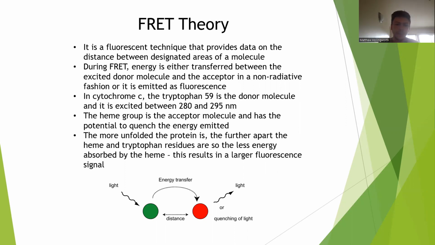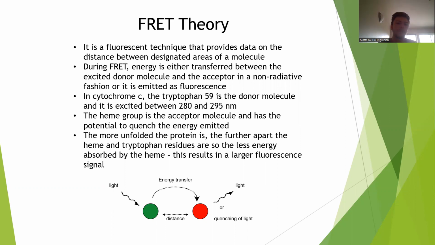In cytochrome C specifically, the tryptophan 59 residue is our donor molecule, and it is excited between 280 and 295 nanometers. The heme group in the cytochrome C is the acceptor molecule and has the potential to quench the energy emitted by that tryptophan 59 when it's been excited.